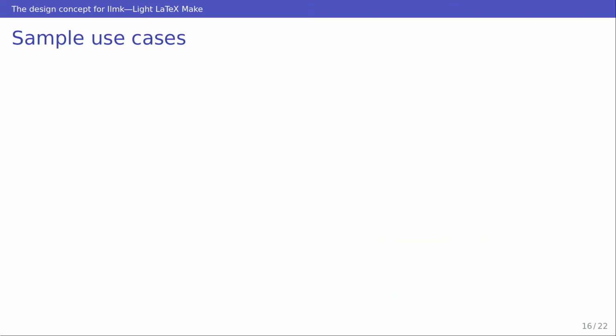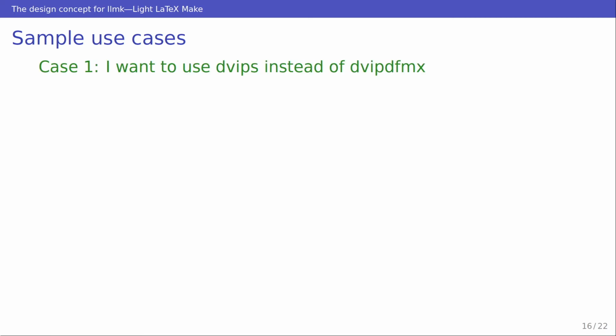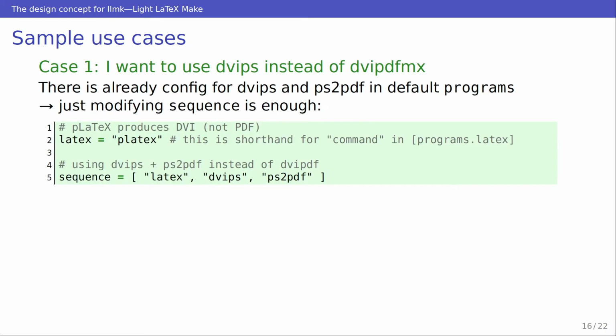Now I want to share some simple use cases. Case 1. I want to use dvips instead of dvipdfmx. Actually, there is already configuration for dvips and ps2pdf in default programs, so modifying the sequence is just enough, like shown in line 5 of this example.